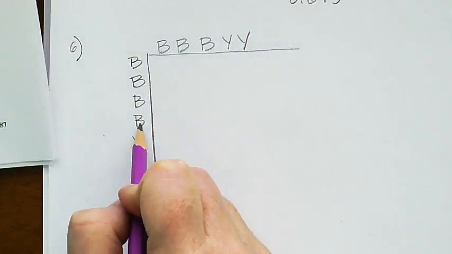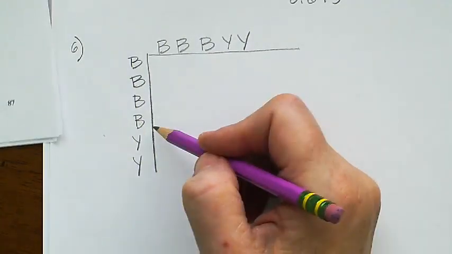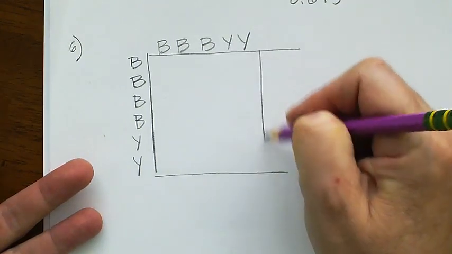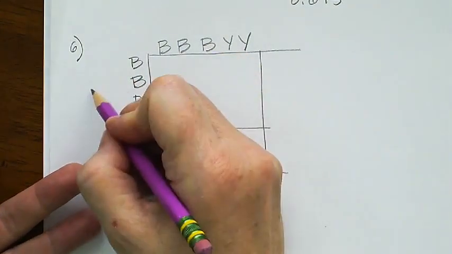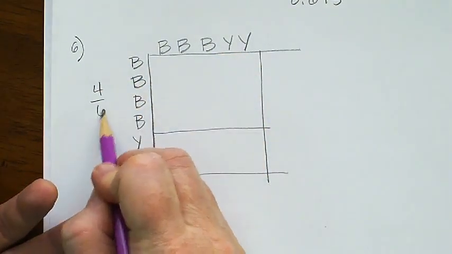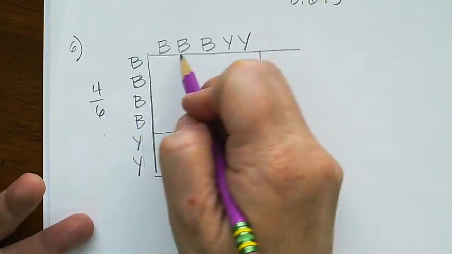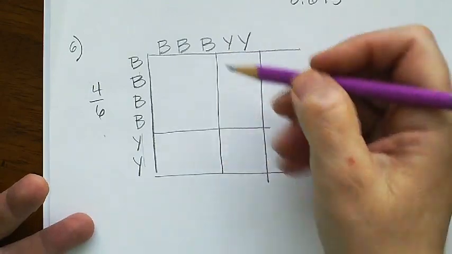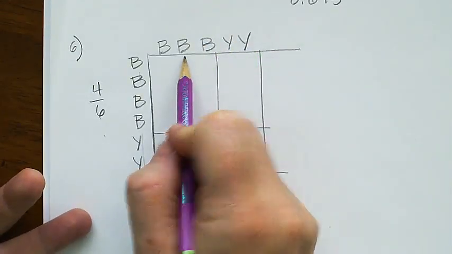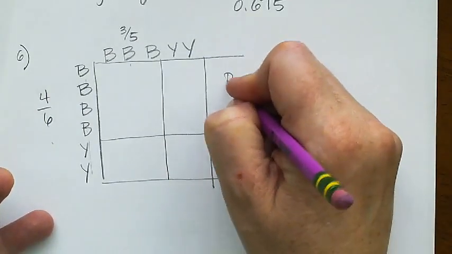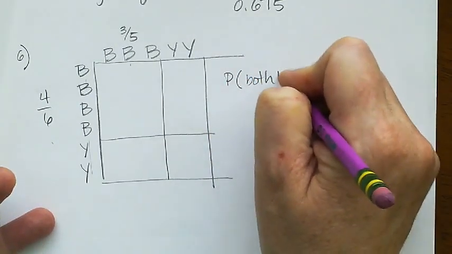So the probability of the first marble being blue, that probability is 4 out of 6. 4 out of the 6 marbles are blue. And then the probability of choosing the second marble as blue would be 3 out of 5, because now I'm down to 5 marbles.